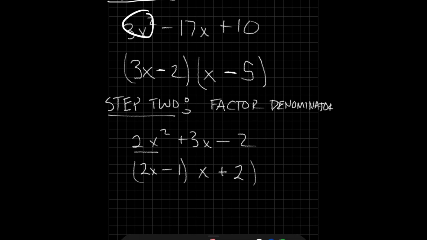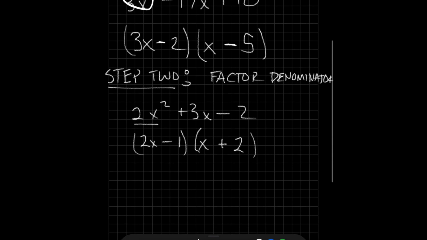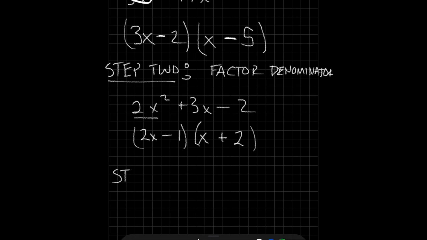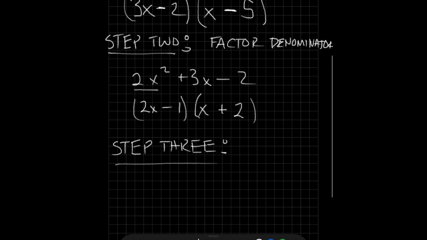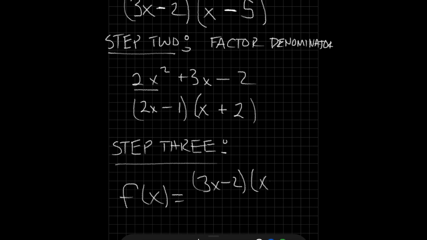All right, so now we've got everything factored, we're ready to think a little bit critically. So step 3, I would say rewrite my function using these factors that I just found. So now here's what I have for my function. I have f of x is equal to 3x minus 2 times x minus 5, divided by 2x minus 1 and x plus 2.